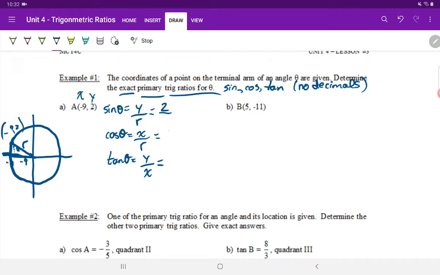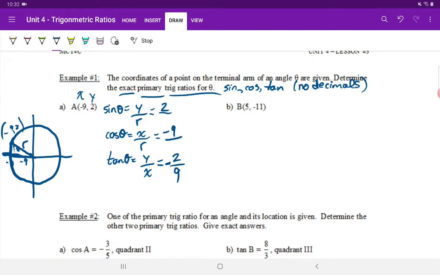Cos theta equals x over r. Well, I know x is negative 9. I just don't know r yet, so I'm just going to leave it. And then y over x I can actually figure out. It's 2 over negative 9, but you don't write the negative in the denominator. It's more proper to just write the negative in the numerator, or in front of the fraction, either one. It means the same thing.